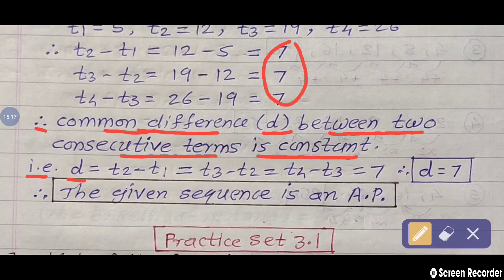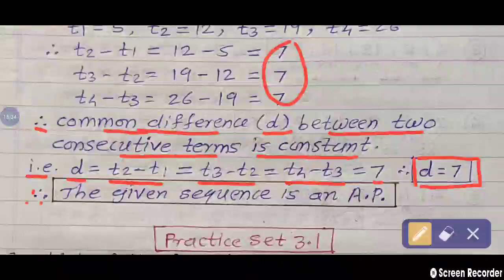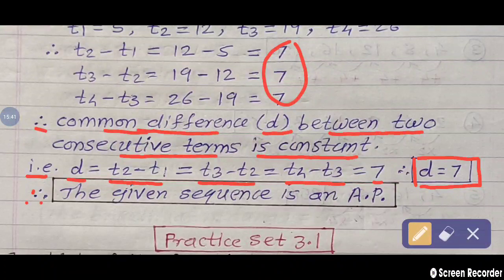D means nothing but the value 7, and that common difference we are finding out as T2 minus T1, that is equal to T3 minus T2, that is equal to T4 minus T3, that is the answer 7. Finally, if the common difference is the same between any two consecutive terms, that is a constant, and that's why at the last we are writing the answer: the given sequence is an AP, and highlighting our final answer.